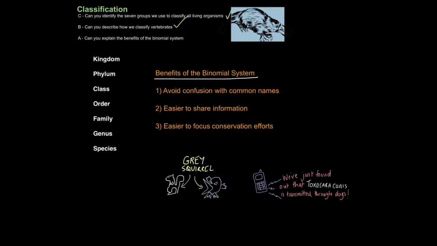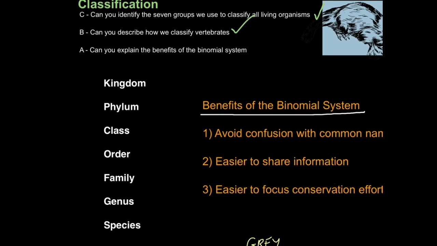Secondly, it's easier to share information. For example, let's say one scientist is calling another and trying to explain something. They say, we've just found out that Toxocara canis, that's a parasite, is transmitted through dogs. Having this binomial system ensures that the receiving end understands which species we're talking about. And obviously, if we know what species we're talking about, we can focus our conservation efforts much more efficiently. And those are the benefits of the binomial system.